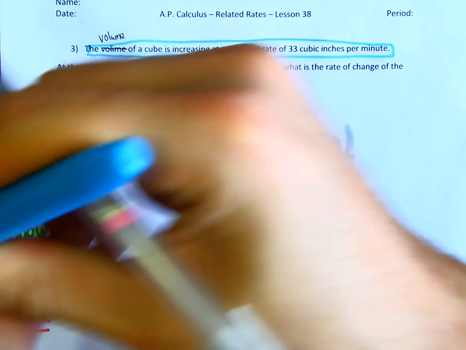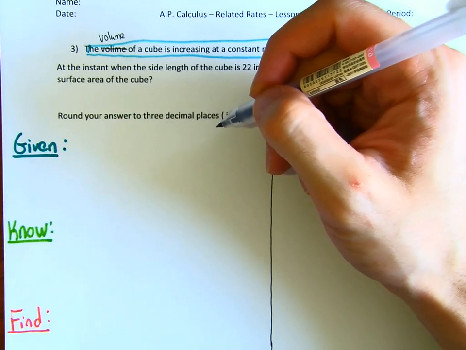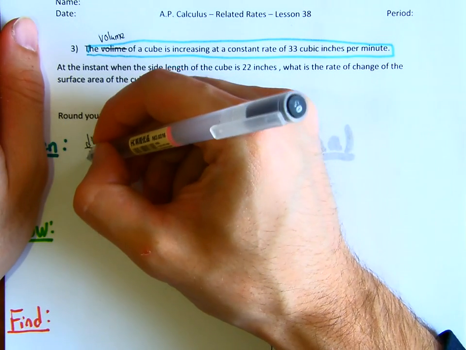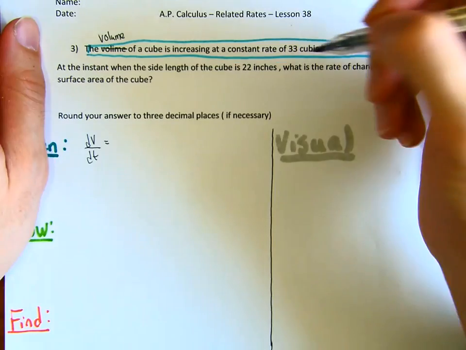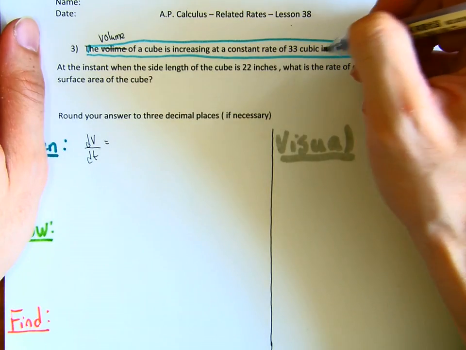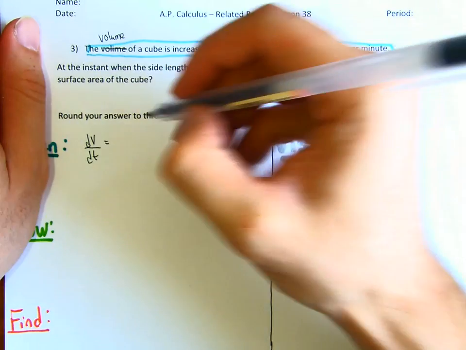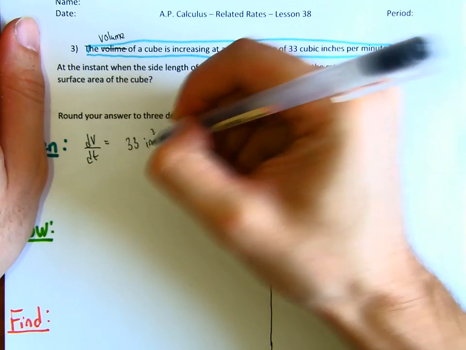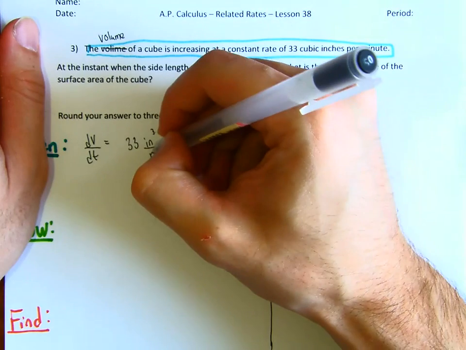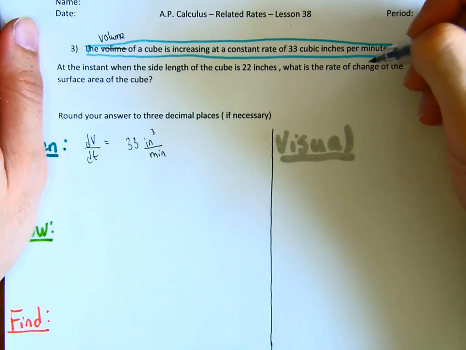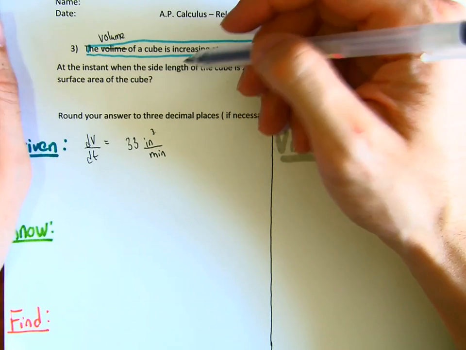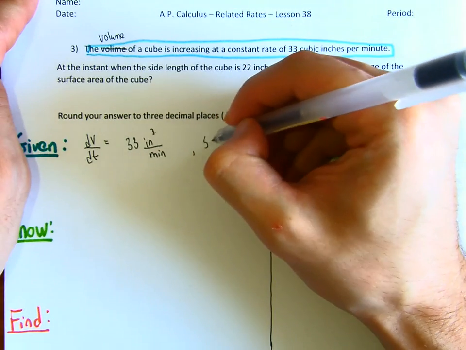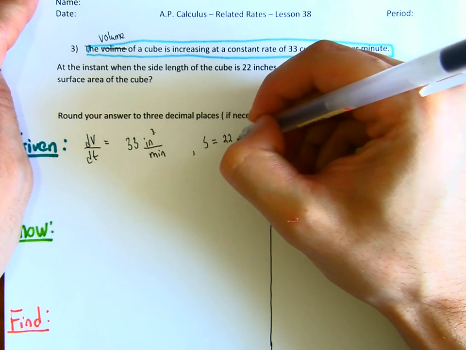Let's see. So the volume is increasing. So what's given? dV/dt is equal to a positive constant rate of 33 cubic inches per minute. Okay. At what instant? At the instant when the side length of the cube is 22 inches. So we know that the cube has a side length of 22 inches.